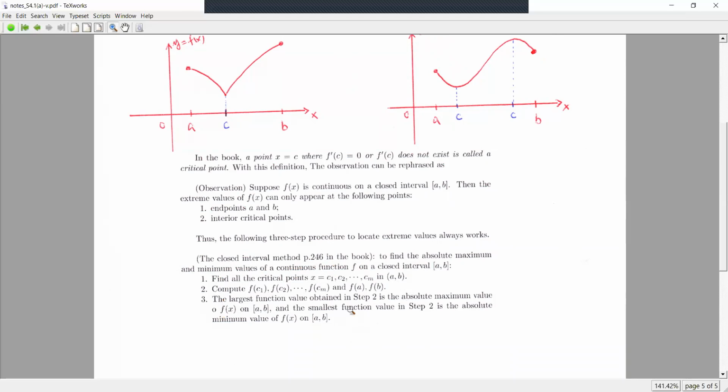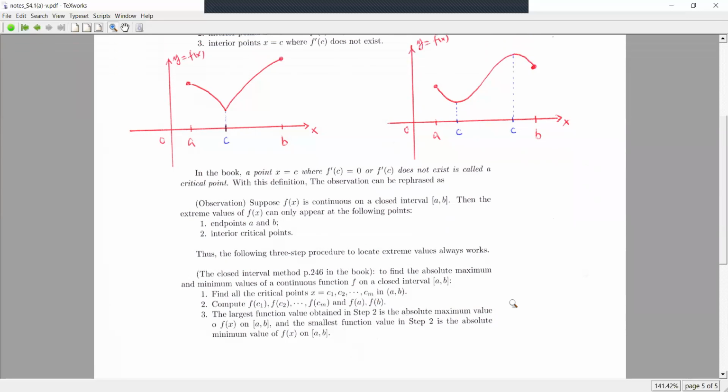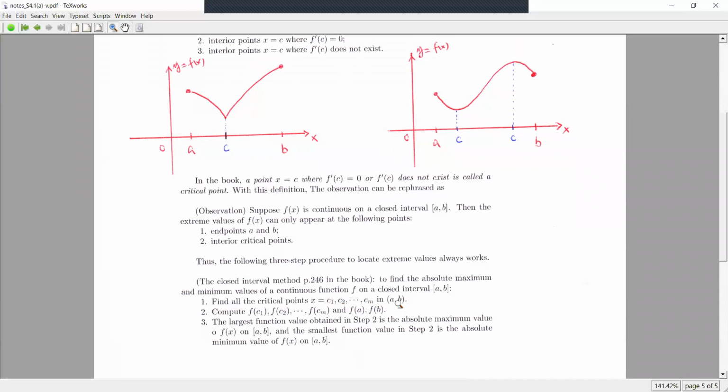Now take a look at the 3 steps to find the global maximum and minimum function values of a continuous function on a closed interval. Step 1, find all the interior critical points C1, C2, up to Cm. Suppose there are m critical points, all inside the interval.